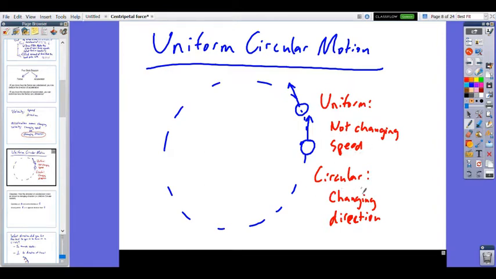And the circular part obviously means it's moving in a circular motion, which means the fact that it's moving in a circle means it's always changing direction, right? Because, for example, you can see right at this moment, it's traveling in that direction, straight up. But a little bit later on, this object's traveling in that direction. So you can clearly see that those two directions are different directions. So when something's moving in a circle, it's clearly changing direction the entire time, all right? So this type of motion is called uniform circular motion.